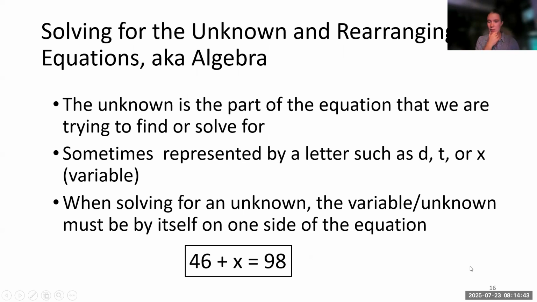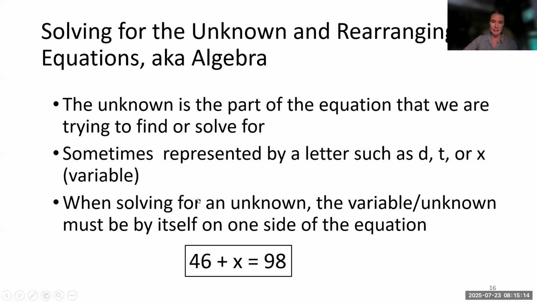The unknown is basically just the part of the equation that we're trying to figure out. We're trying to solve for it. It's sometimes represented by a letter that you might see, like D or T or X, which we call variables. It's just a letter that's standing in for the unknown number. When you're solving for that unknown, the variable has to be by itself on one side of the equation, which makes it a lot easier to deal with when you're making your calculations.